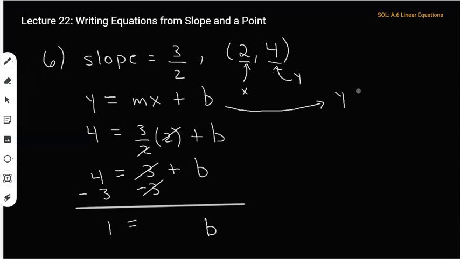So now I can write my answer as y equals mx plus b. I'm going to let m be my slope, which is 3/2 up here. So 3/2 times x. And then I have to add b at the end, which is 1. So that's going to be the equation of my line.